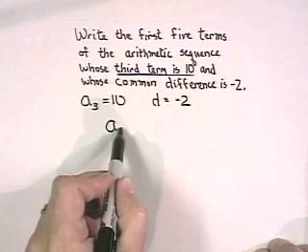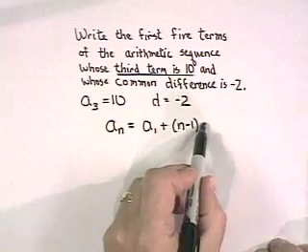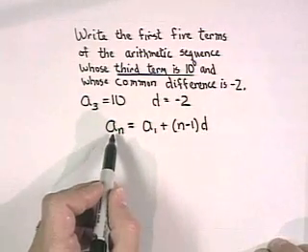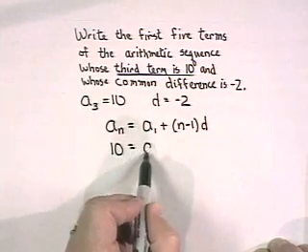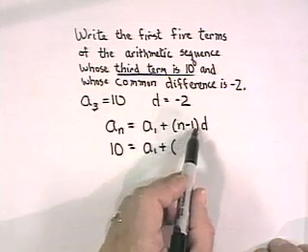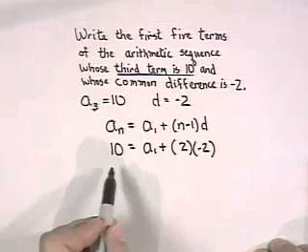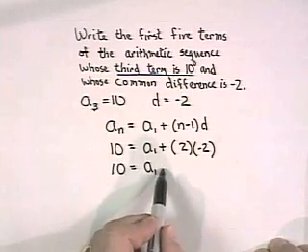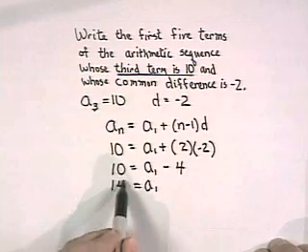We can use the formula an equals a1 plus n minus 1 times d, because we know that our an is really a3, so that's 10, and we don't know what a1 is, but we know that 3 minus 1 is 2, times -2 for d. 10 equals a1 minus 4, so a1 equals 14.